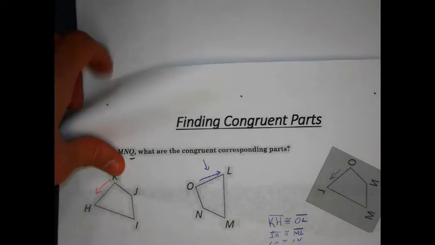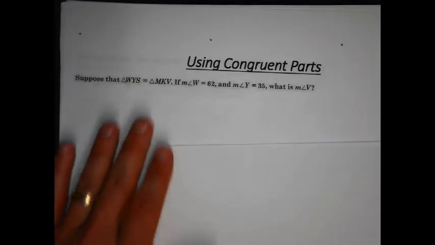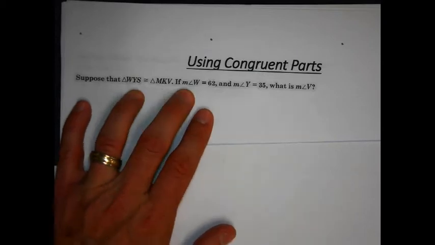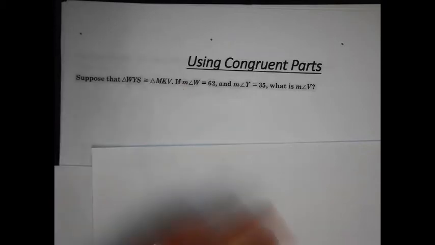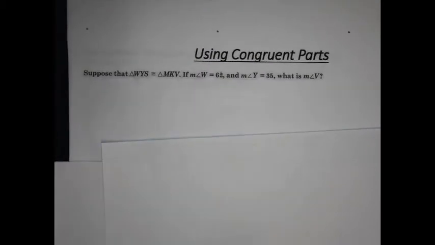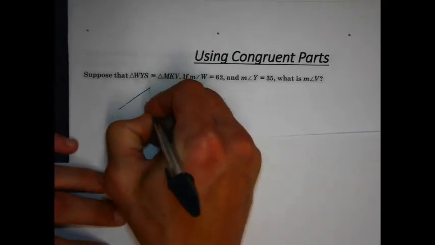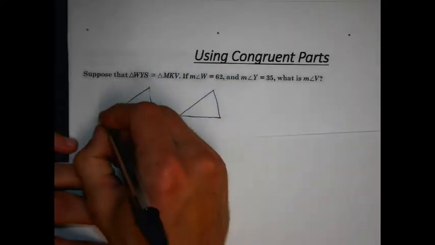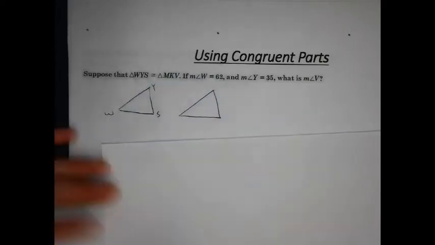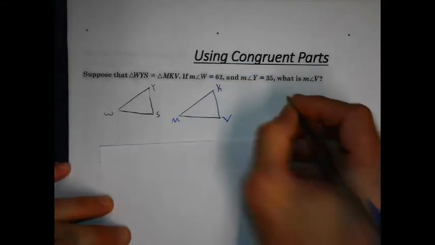Okay, next. Now we're going to use congruent parts. Let's take a look at this. Suppose that these two triangles we talked about before are congruent. Now if the measure of angle W is 62 and the measure of angle Y is 35, and all right, I'm already falling asleep. I can't even follow this. So you know what I like to do? Draw a picture. Yay, pictures. We've got two triangles that are congruent. We have triangle WYS, and it's going to be congruent to triangle MKV. Now things are going to start making a whole lot more sense.